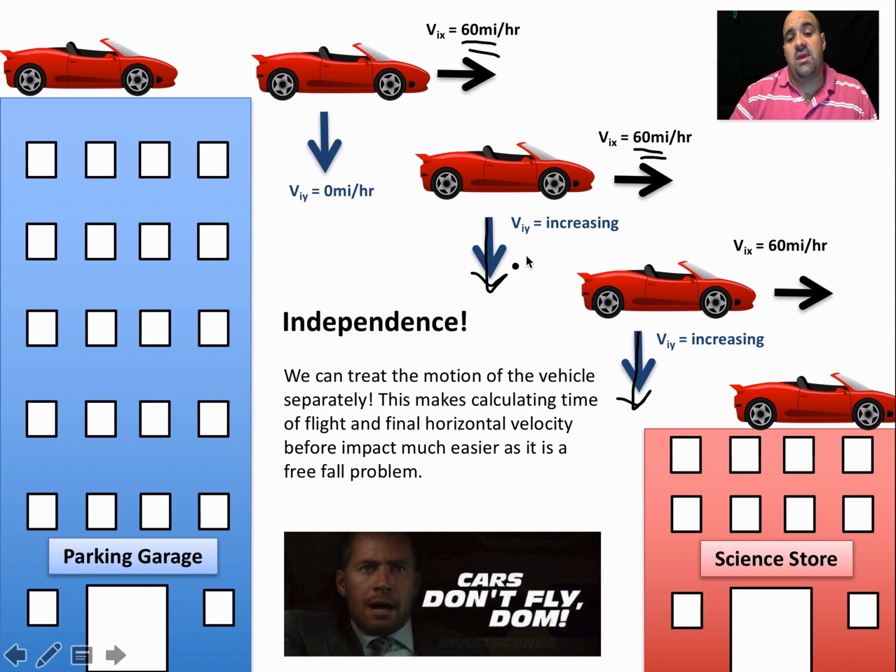So basically, you treat the motion separately. This is a free fall problem in the vertical direction, and just motion in the horizontal direction. The most important part, the whole point of this slide, is that there is an independence of your horizontal and vertical components of motion. We treat them separately. So that's the basics of that.